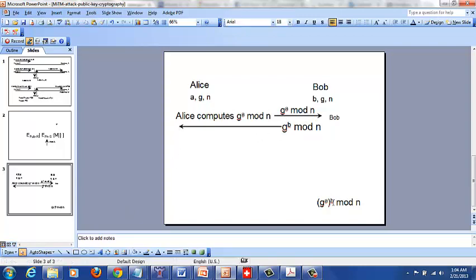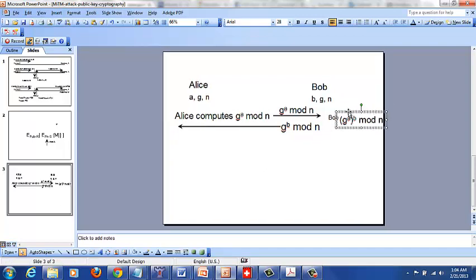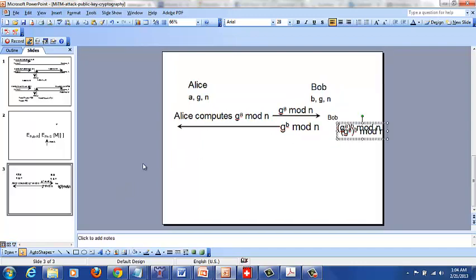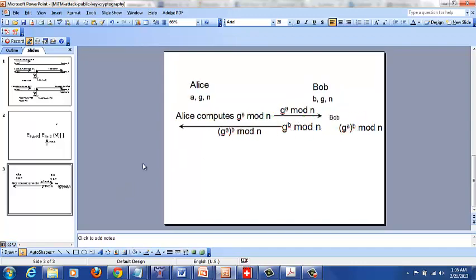Okay, so as Bob can locally compute this, Alice can also locally compute what? Once she gets g raised to b mod n from Bob, all she has to do is compute g raised to b, the whole thing raised to a mod n. Okay, so let's do this example.